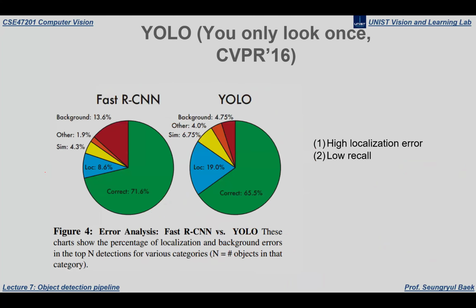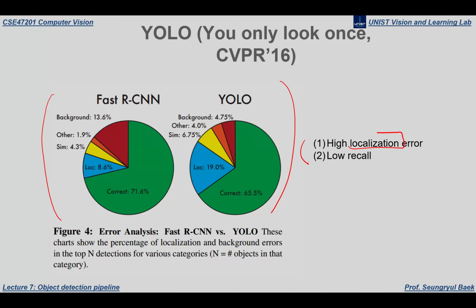So this is the comparison, also the comparison in the YOLO paper. They have different error statistics, but YOLO is especially weak in localizing the object. Okay, so I will later explain more about these things.